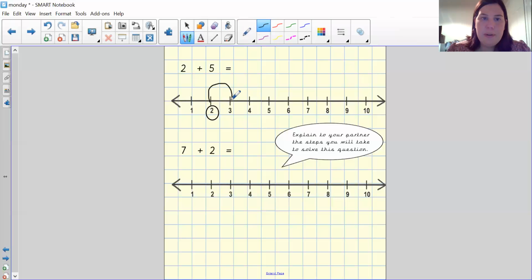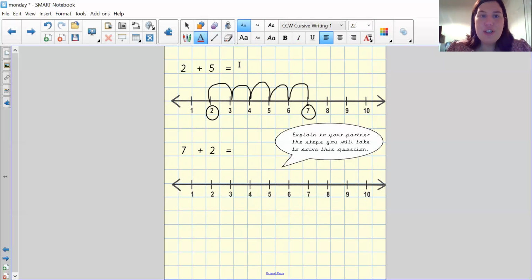We go 1, 2, 3, 4, 5. And that means I finish up on number, what is it? Well done, it's number 7. So 2 add 5 equals 7. I would like you to try and solve this bottom one. It says to explain it to your partner, so you might have your teddies or your brothers or sisters. I want you to explain to them how you are going to solve this question. When you've done that, I would like you to solve it.